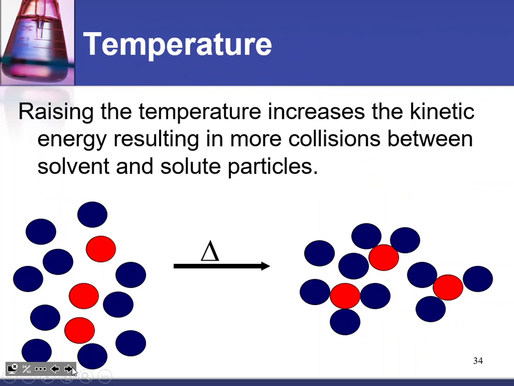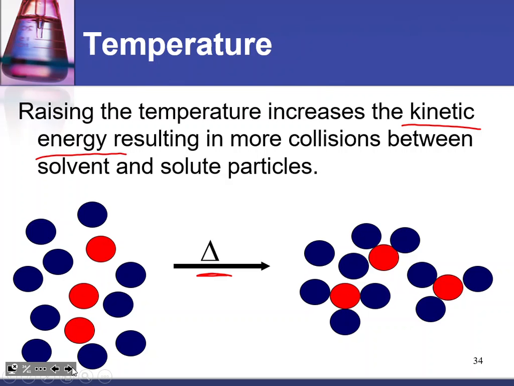Don't forget the cute little delta triangle here showing you heat. The symbol we learned last unit for in chemical reactions. So raising the temperature increases the kinetic energy. That's important. And we end up increasing our rate of mixing or the solvation dissociation process.